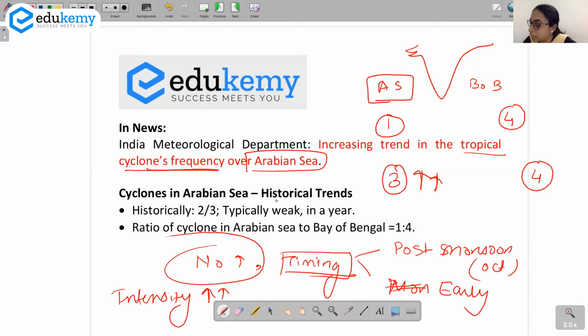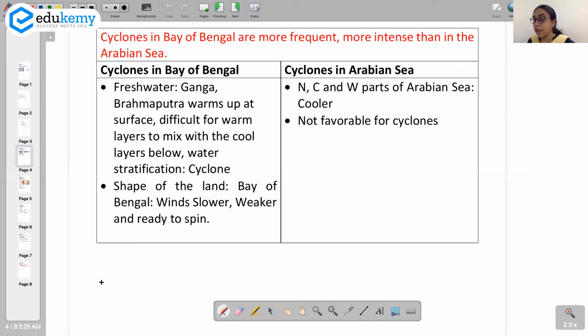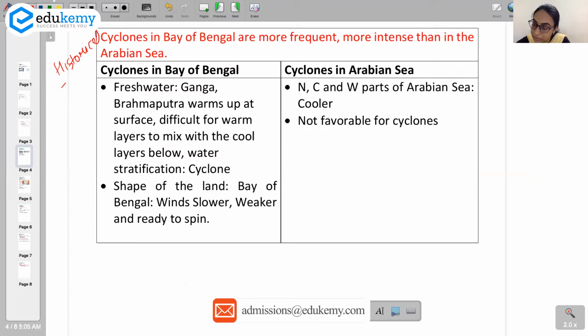So when we talk about the historical trends, typically we will get one or two weak cyclones in the Arabian Sea in a year. But now the frequency is increasing more. This has been dealt with in the topic before. So why has the tropical cyclone activity increased? First, let us analyze the historical trend.